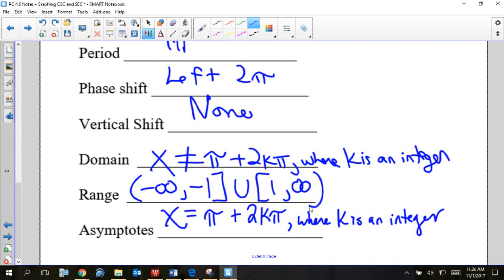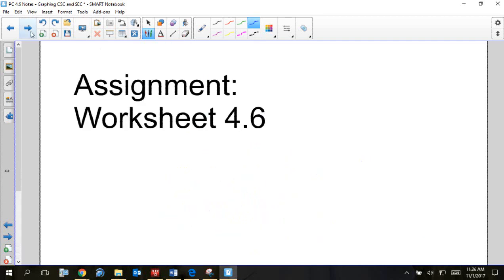Easy stuff? Should be. Excellent. So I have a worksheet. I'll hand that out, and then you guys can spend the rest of your time on your quiz project if you need any extra time with that.